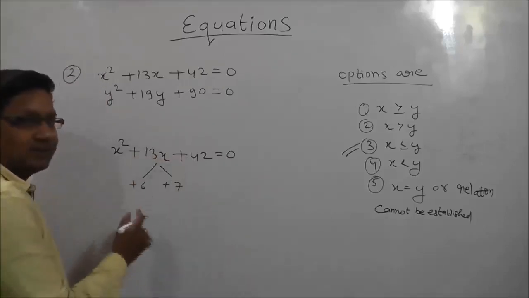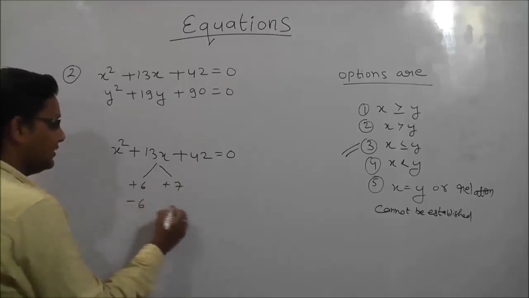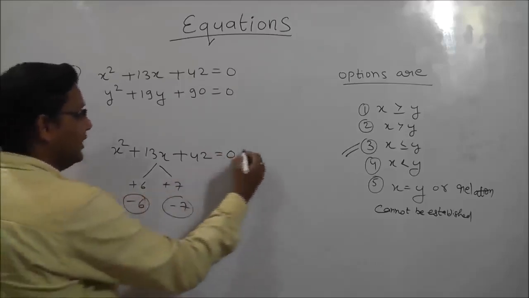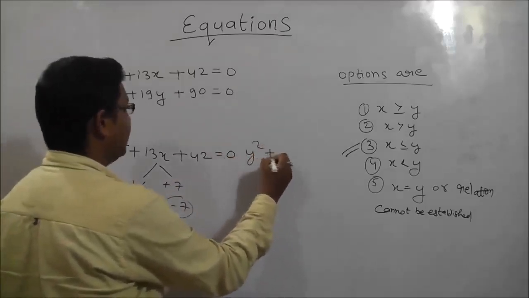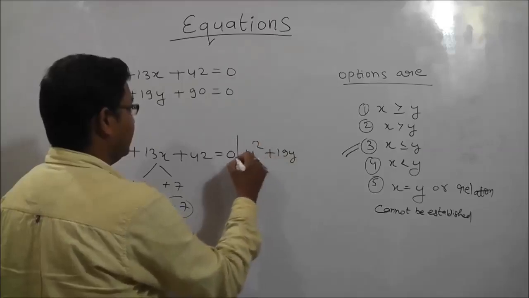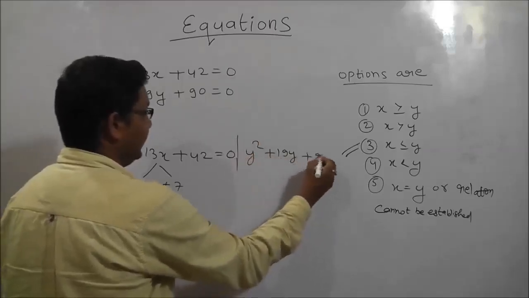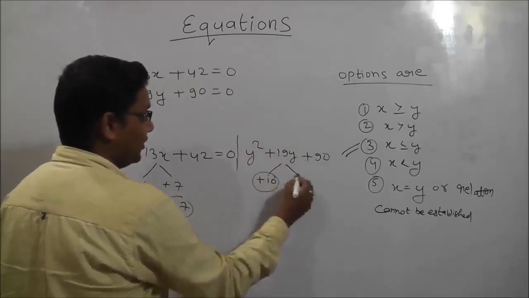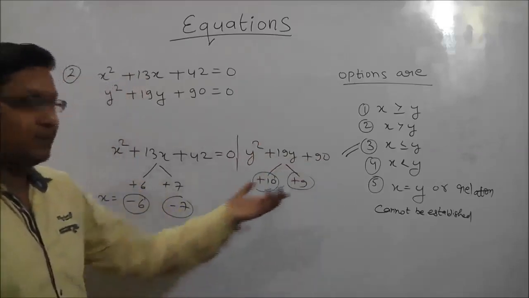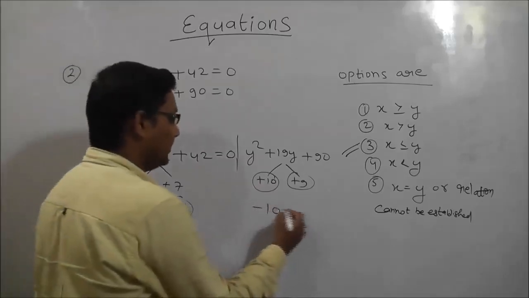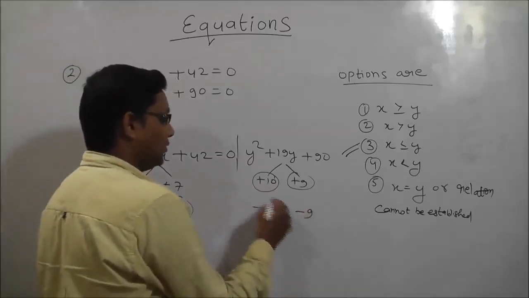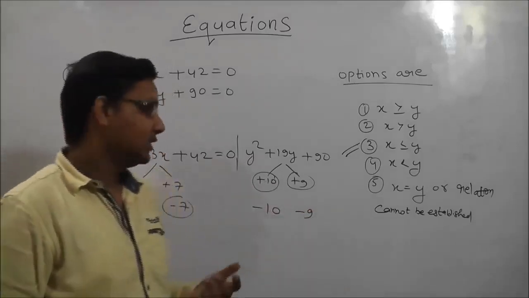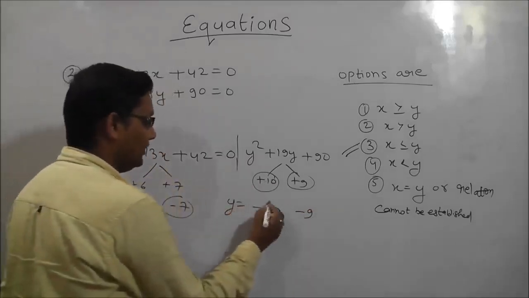The opposite of plus 6 and plus 7 is minus 6 and minus 7, so minus 6 and minus 7 is the value of x. And here y square plus 19y plus 90. We can divide it into plus 10 and plus 9. The opposite of plus 10 and plus 9 is minus 10 and minus 9. So this is the value of y.